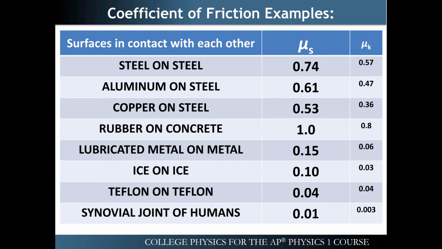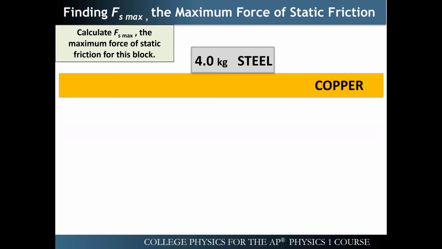Cool. All right, so let's practice a couple problems here. In this first problem, it says calculate the static maximum friction force. What is the maximum force of static friction for this block? We've got a 4 kilogram block of steel on a copper tabletop. So what do we need to do to find the static friction force? What are we going to put in our equation? What steps are we going to take? What do you think?